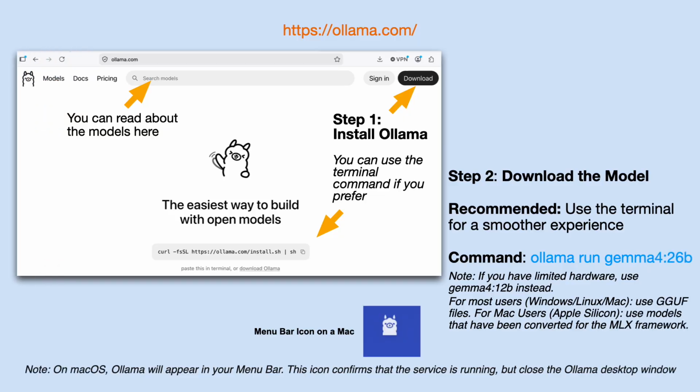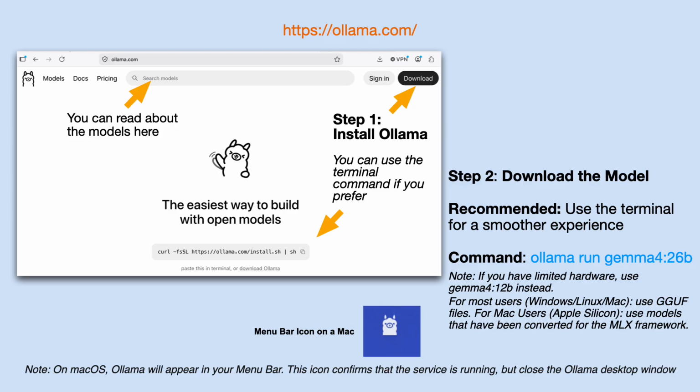If you don't already have Ollama installed, the easiest option is to download the desktop application. It's available for Windows, Mac OS, and Linux. Next, we'll download a model. For this demonstration, I've been using Gemma-4, either the 12 billion or the 26 billion parameter version. You can find Gemma-4 directly on the Ollama website, where you'll also find the commands needed to download it.